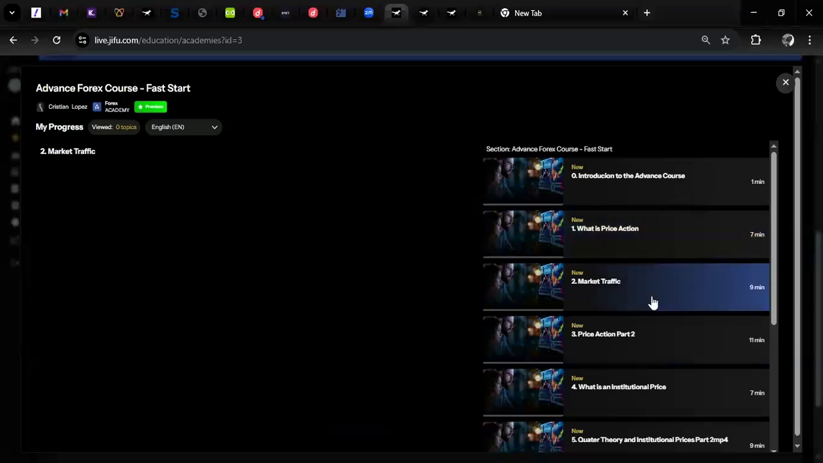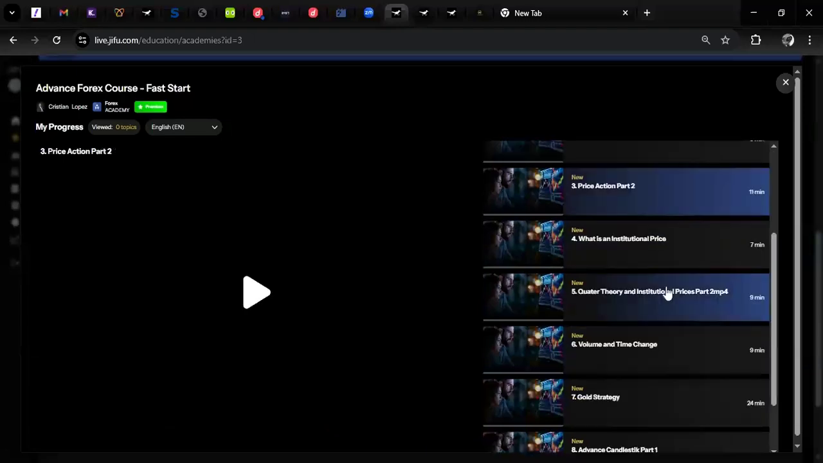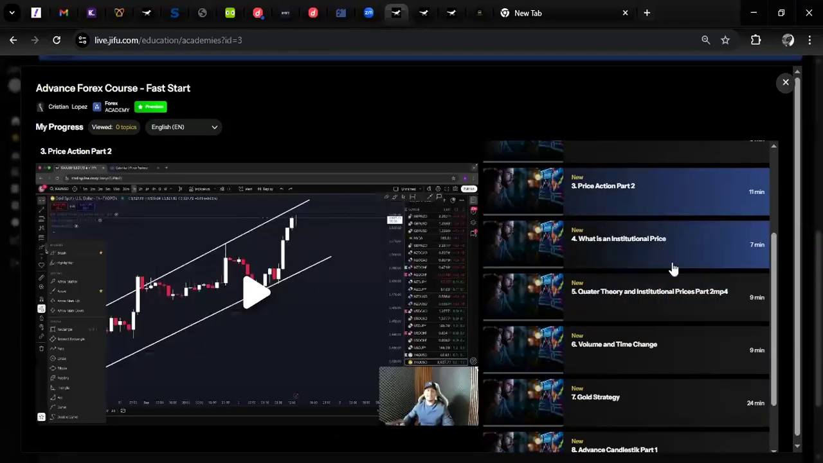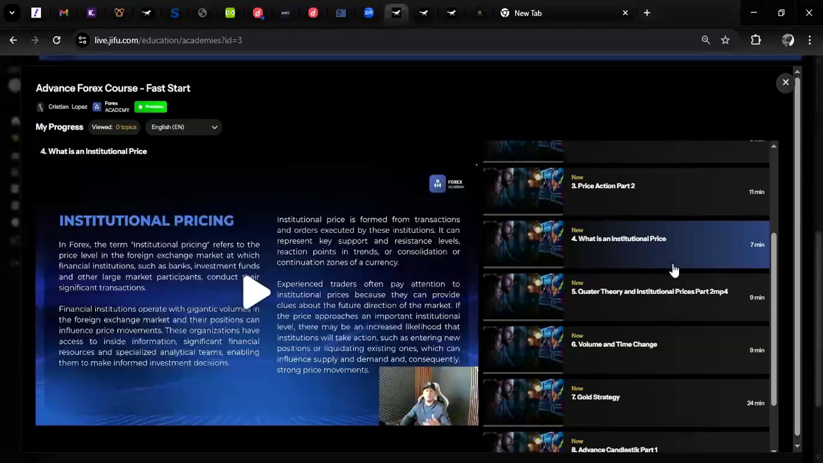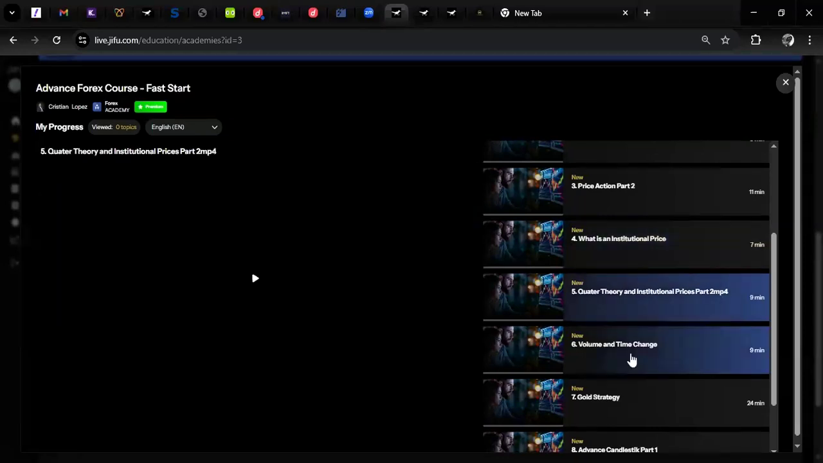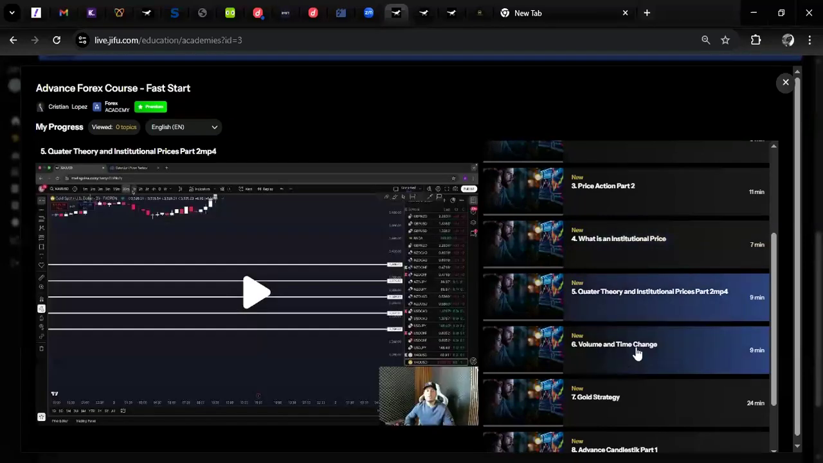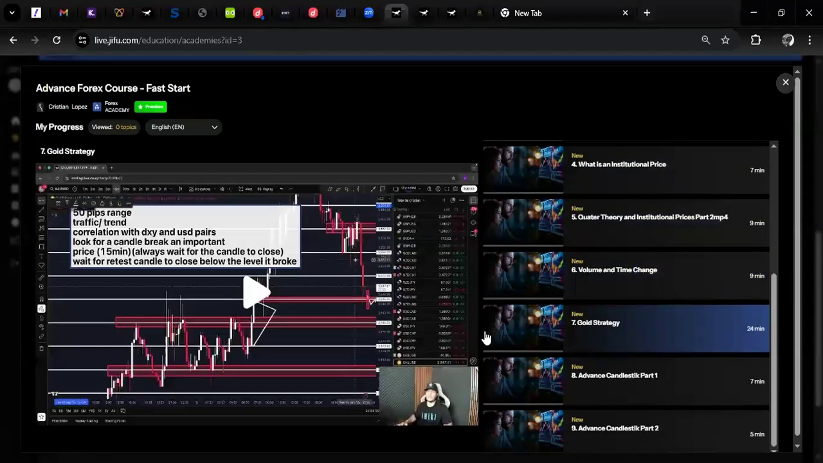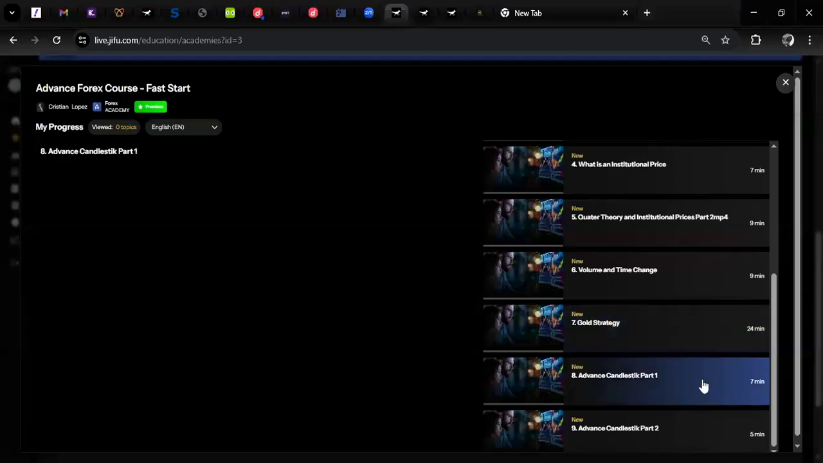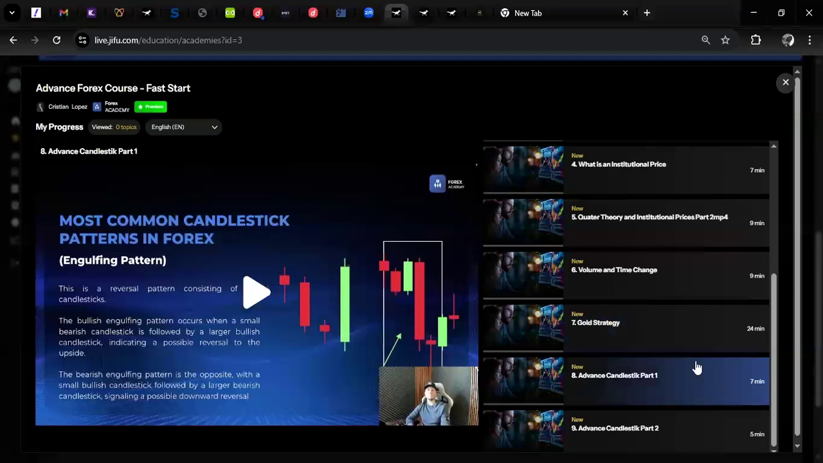And then market structure, price action part two, institutional price. Very underrated, guys. You need to know the institutional price and how to utilize it. Institutional price part two, volume and time change. Good strategy. It's funny how when I get to this part, I just remember that I've never seen this video. I don't think I will anytime soon because I don't like the XAU. So, advanced candlestick part one and part two.